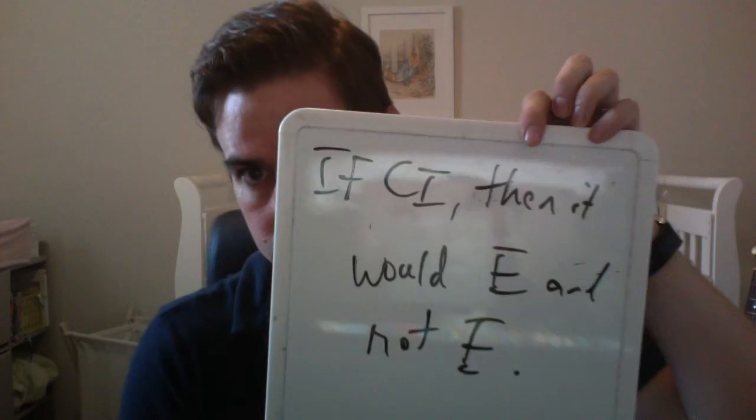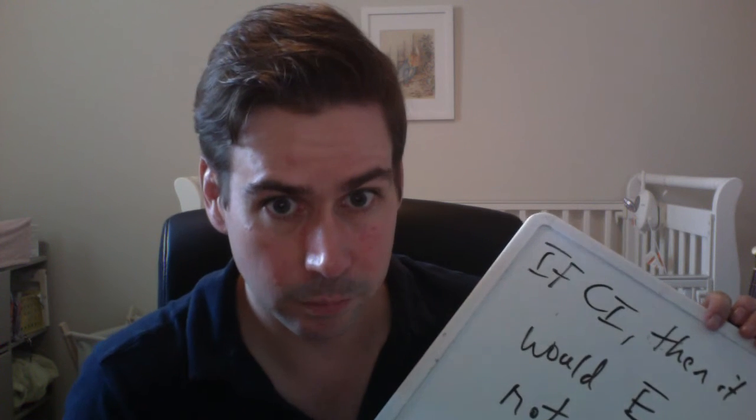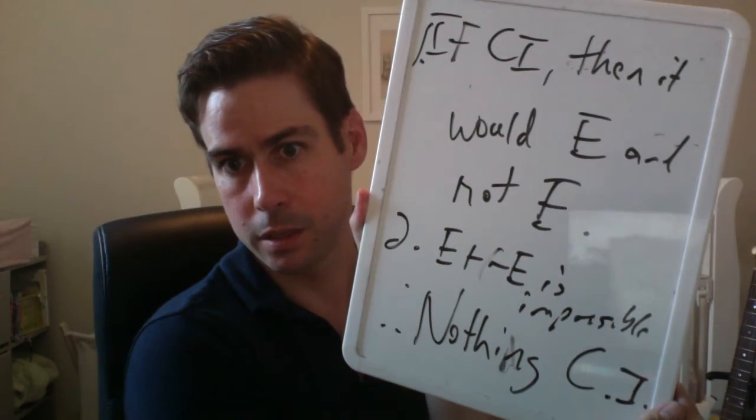So something creating itself would have to exist and not exist at the same time. So, let's write that out. If something created itself, then it would exist and not exist. Seems right. Well, so what? Well, so what is E and not E is impossible. So nothing creates itself.